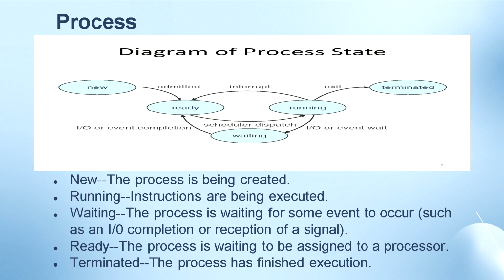Process control block. The process control block is like the identity card of a process. It stores all important information the OS needs, such as the process ID, the current state of the process, CPU registers and the program counter, memory management details, accounting information like CPU usage, and input-output device allocation. Without the PCB, the OS wouldn't be able to pause and resume processes properly.